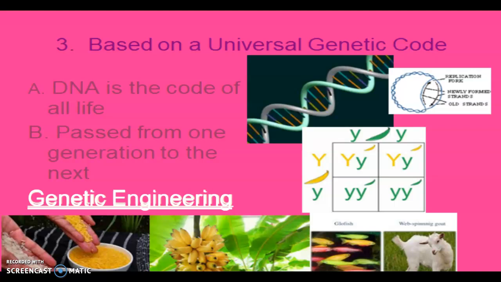Characteristics of life number 3. All living things are based on a universal genetic code, and that genetic code is DNA. DNA is the code for life. It is passed from one generation to the next.